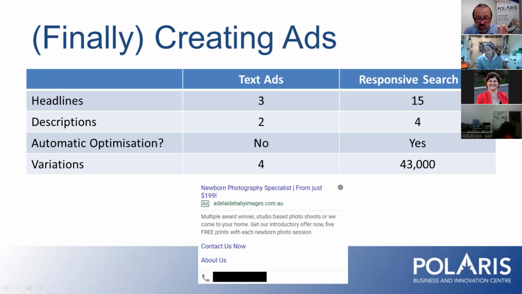It'll tend to pick the ones that convert better for us. Okay, so responsive search ads are a really neat thing because you get to leverage off of Google's algorithms that pick the right stuff for you. 15 headlines, up to 4 descriptions. It's automatically optimized, and each ad has that many potential variations. So responsive search ads are a super powerful thing that have only been available for the last couple of years.